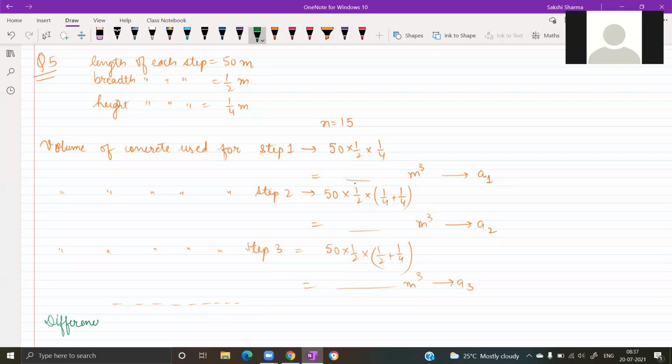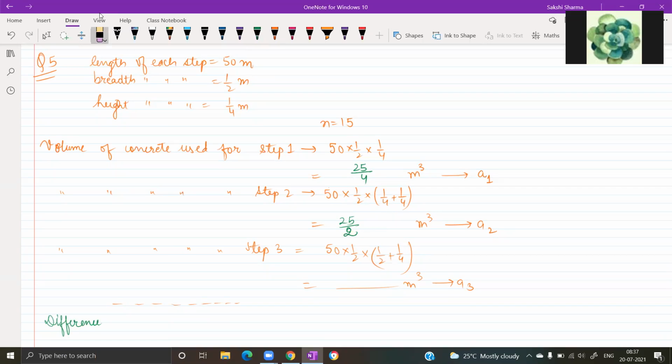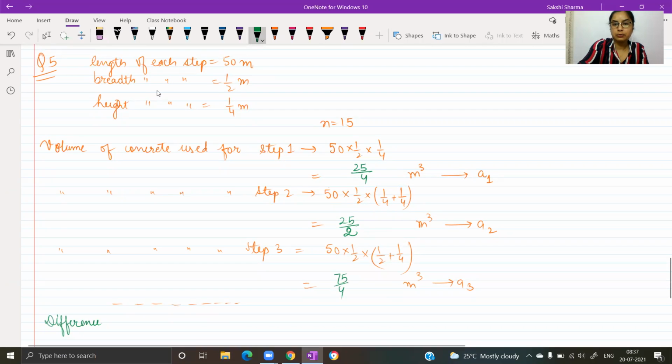A1 is 25 by 4. Step 2, 25 by 2. Then the third one, 75 by 4. All right. So do these form an arithmetic progression?